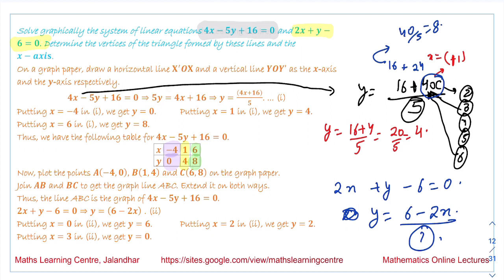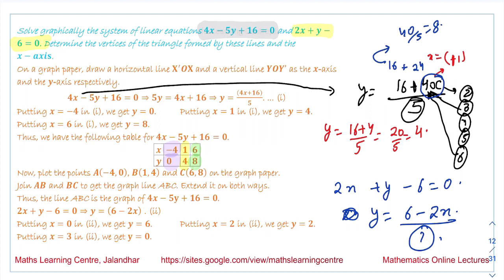And when you substitute these values in this equation, you will get the values of x and y. These are the values we are obtaining here. So we have obtained these values of y for these values of x, and for these values of x we have values of y here, and we have plotted these points. So these are the points we are talking about.